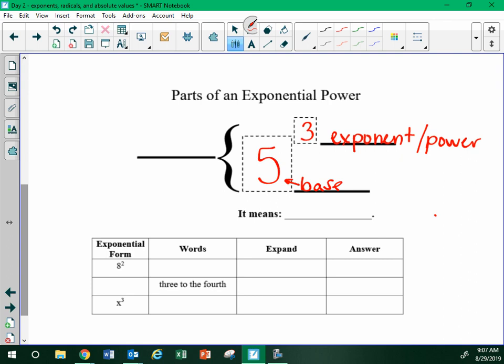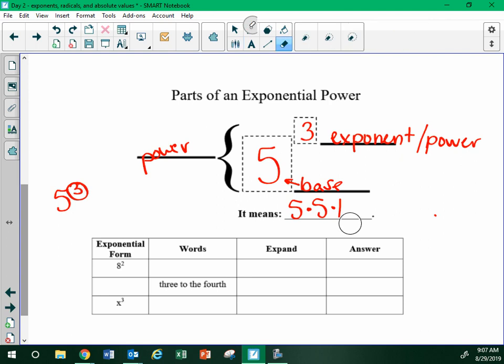Now, we call the whole thing an exponential power, you can say the whole thing's a power, but you'll hear us say like 5 to the power of 3, that's why I put power over there as well. So what this means, 5 to the 3rd, is that we multiply 5 by itself 3 times. We go 5 times 5 times 5. So we're not saying 5 times 3, this number here tells us how many times we write 5. So it means we're going to do 5 times 5 times 5. It's 125. Very good. So that is 125.